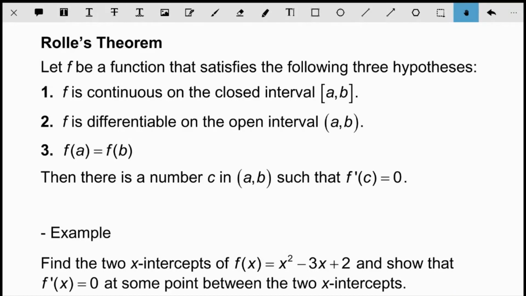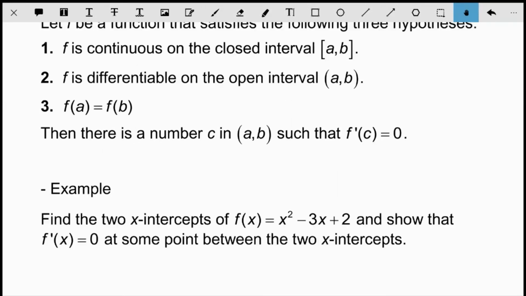It says let f be a function that satisfies the following hypotheses. f is continuous on the closed interval, same thing as the mean value theorem. f is differentiable on the open interval a to b, same thing as before. But now it says at the endpoints, f of a is equal to f of b. So what that means essentially is my average rate of change is equal to 0. Then there has to be a point c in the interval a to b such that the derivative is equal to 0. Okay, so it's really simple, and it's just a special case.